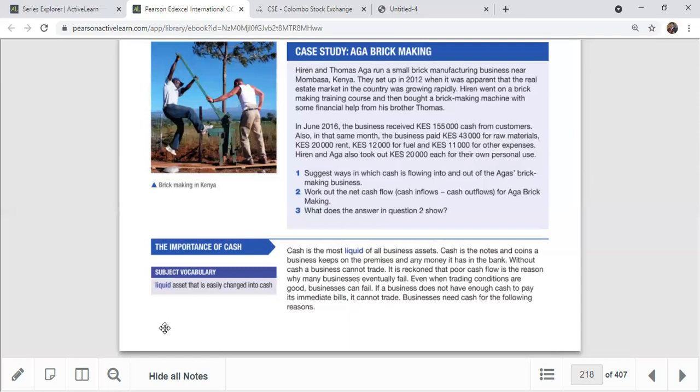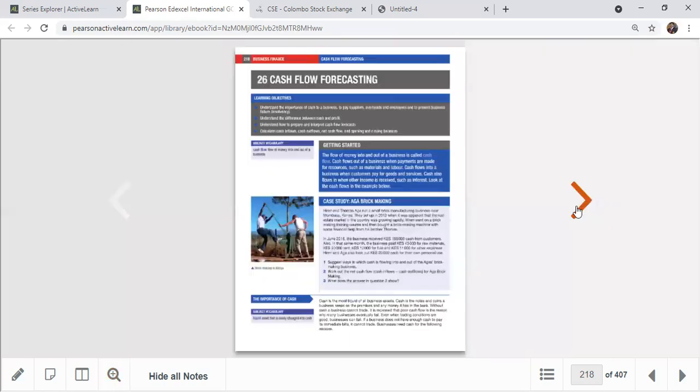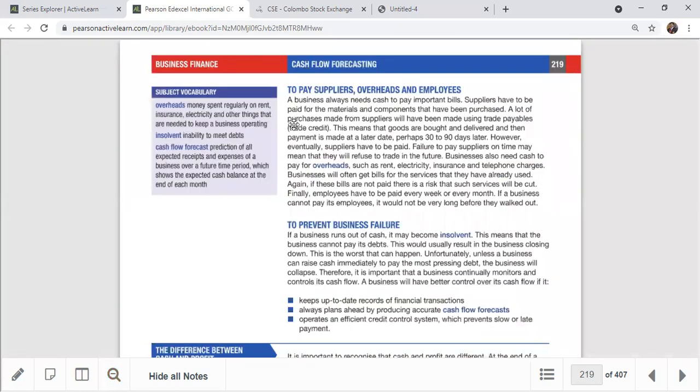Businesses need cash for the following reasons. We'll see what the reasons are. There are so many, but here we are mainly covering two major reasons: to pay suppliers, overheads, and employees.